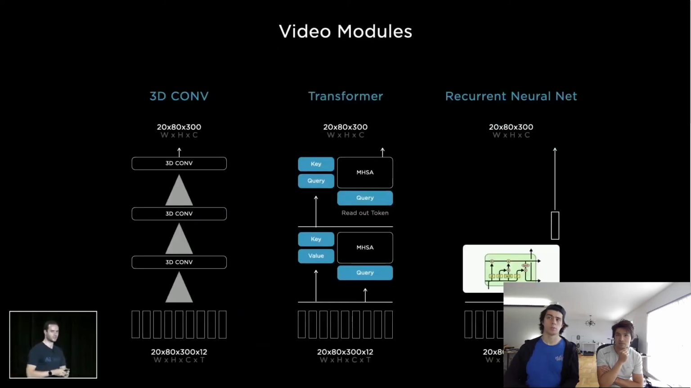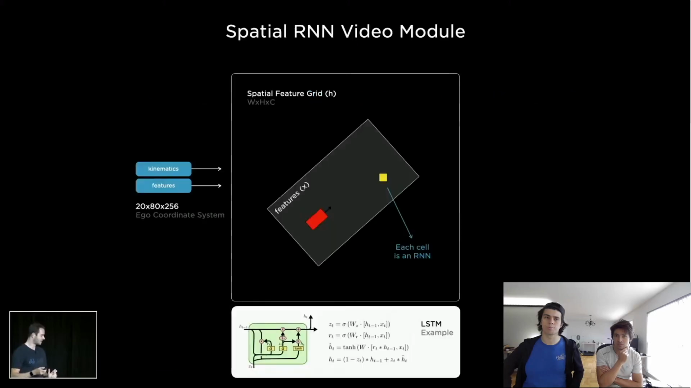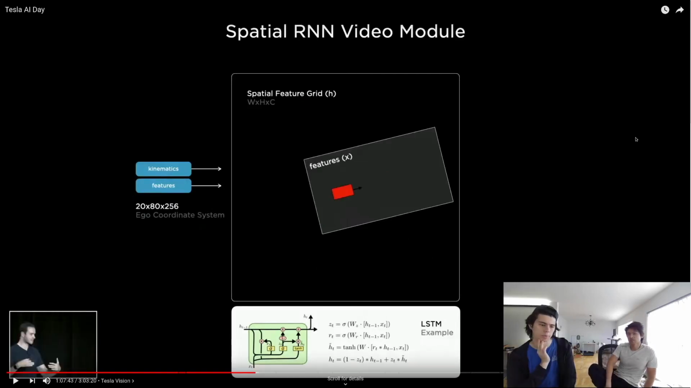Now, for the video module, we looked at a number of possibilities of how to fuse this information temporally. But the one that we actually like quite a bit as well, and I want to spend some time on, is a spatial recurrent neural network video module. Because of the structure of the problem, we're driving on two-dimensional surfaces. We can actually organize the hidden state into a two-dimensional lattice. And then as the car is driving around, we update only the parts that are near the car and where the car has visibility. It also reminds me kind of like the fog of war in strategy games.